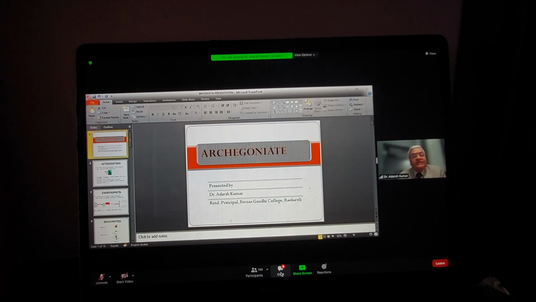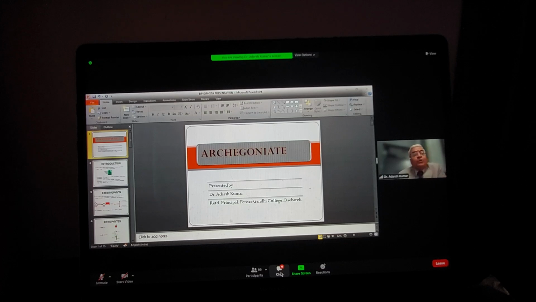On the other hand, those plants which are simple, primitive, and without the archegonium are called Aarchegoniate. Aarchegoniate means where archegonium is absent. It includes the thallophytes, that is the algae, fungi, lichen, etc. It's like this.